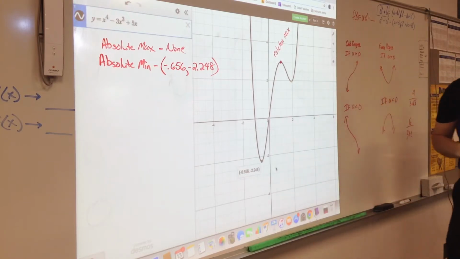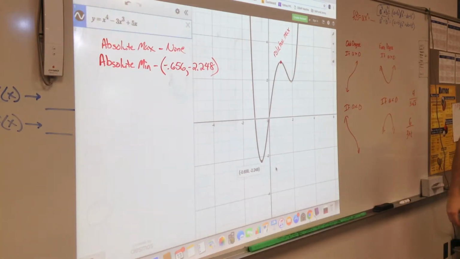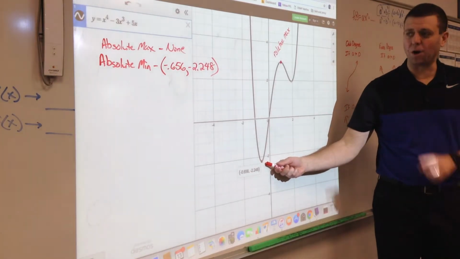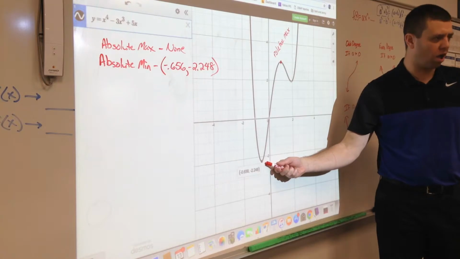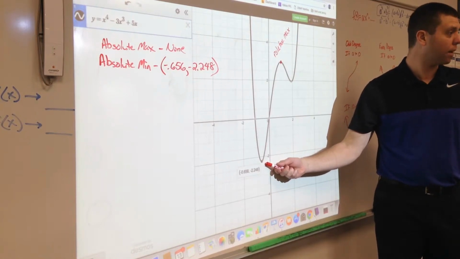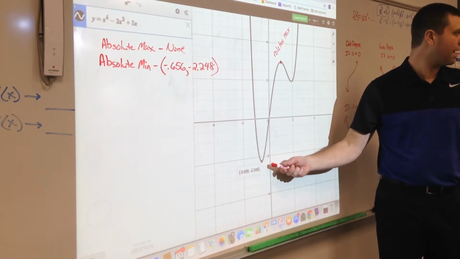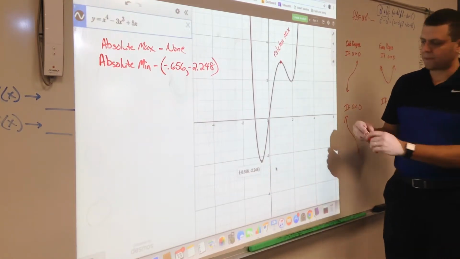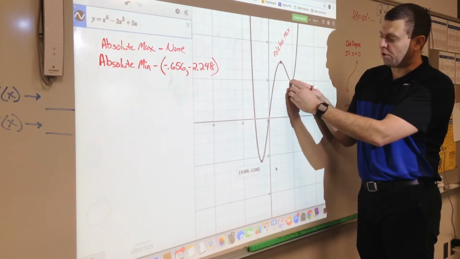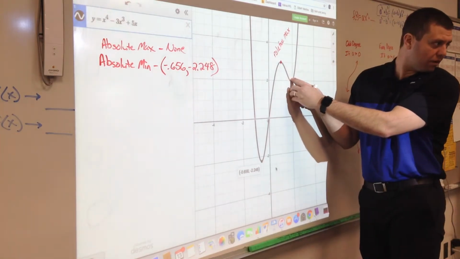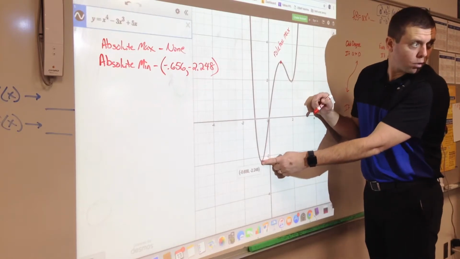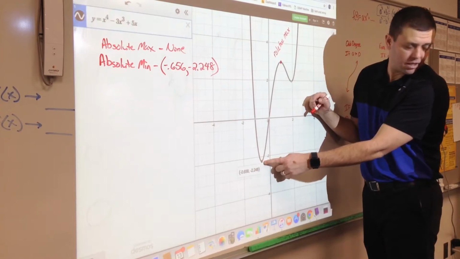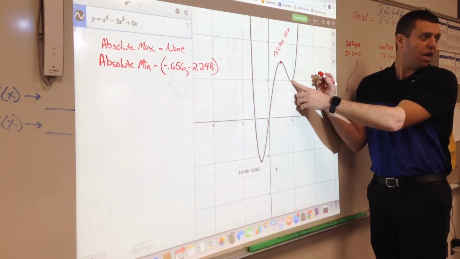So with the absolute minimum, could that be a relative minimum? That's where I was going next, absolutely. This coordinate right down here, not only is it an absolute minimum, it is also a relative minimum. It's both, because by definition, a relative minimum is a value that's smaller than all the other values just to the left and right of it. So this one qualifies as both absolute min and relative min, where this one is just a relative minimum.